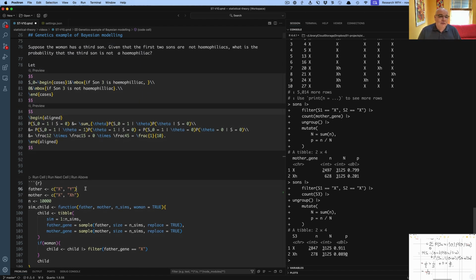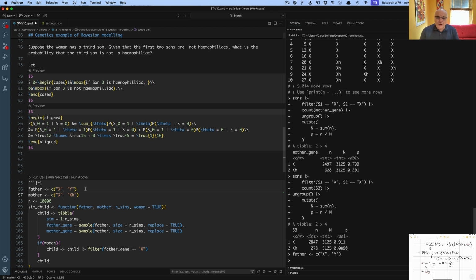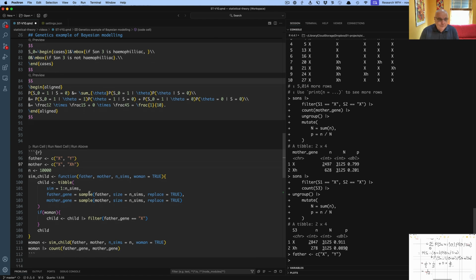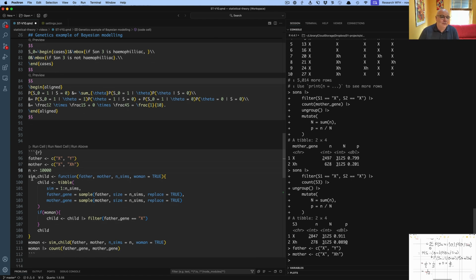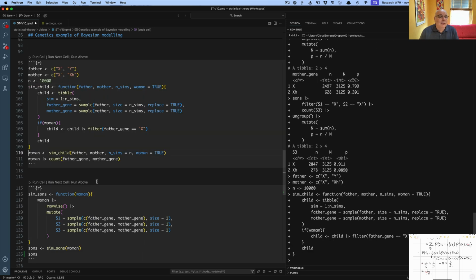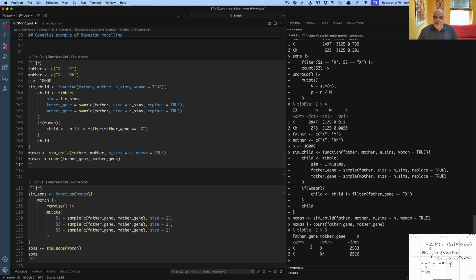And what I've done is we're going to use some very simple simulations. So here I set up the father. The father is X and Y. And the mother of this woman is X and XH. And what I'm going to do is simulate the woman. So I take the father, the mother, the number of simulations, and that she's a woman. So basically, I randomly sample, and then I have to say she's only a woman if the father's gene was an X, because she has to be an X and an X. So we do that, and we do the counts. And we roughly get that her being a carrier happens 226 out of the total, so about the 50% that we did.